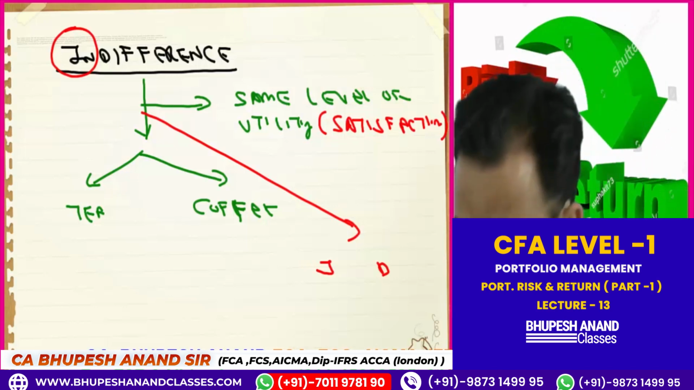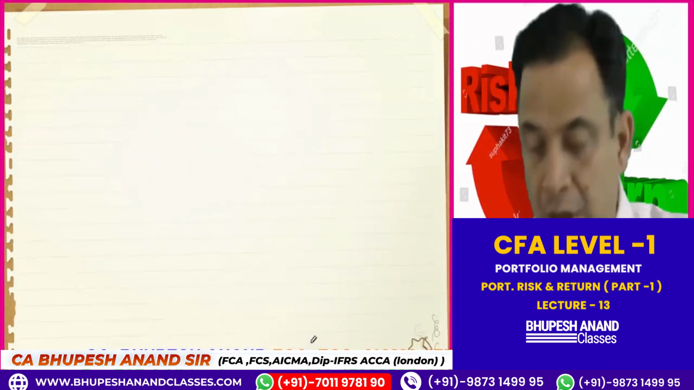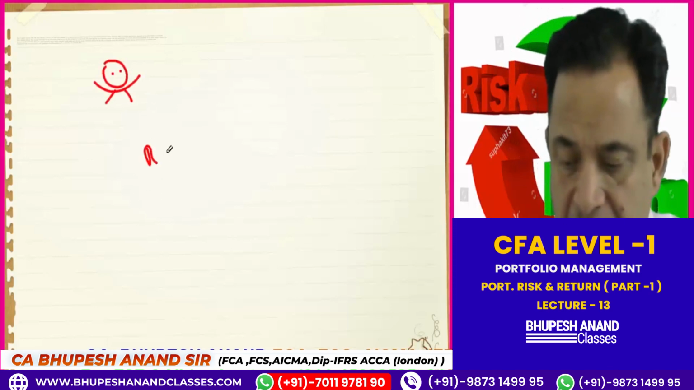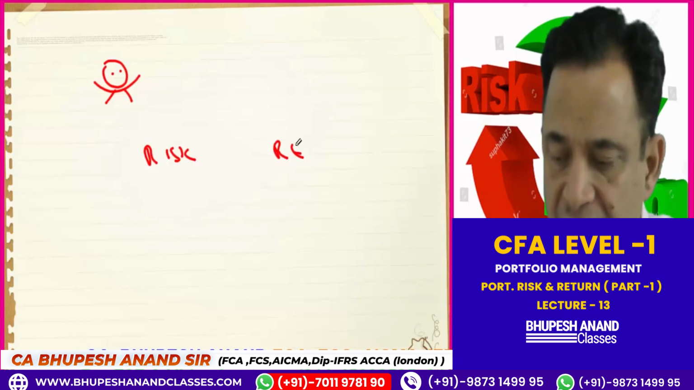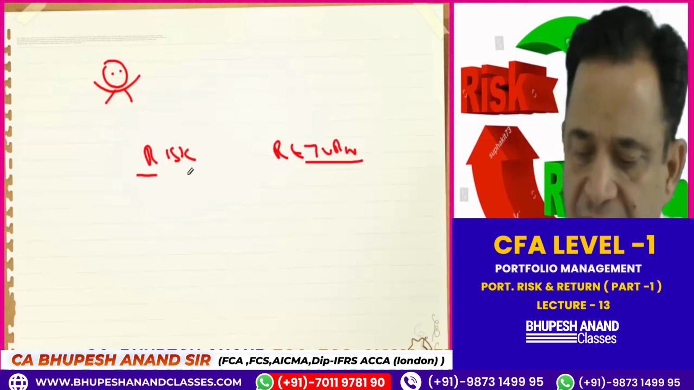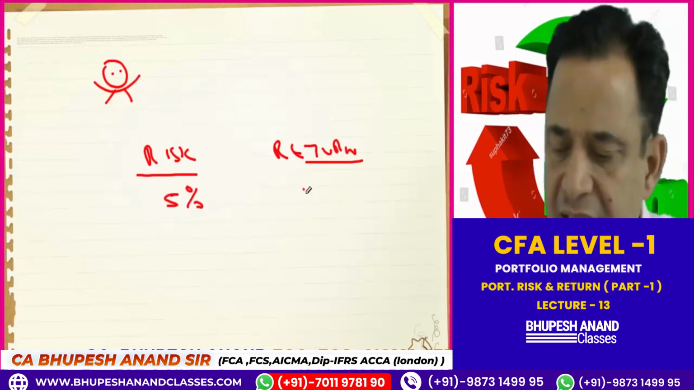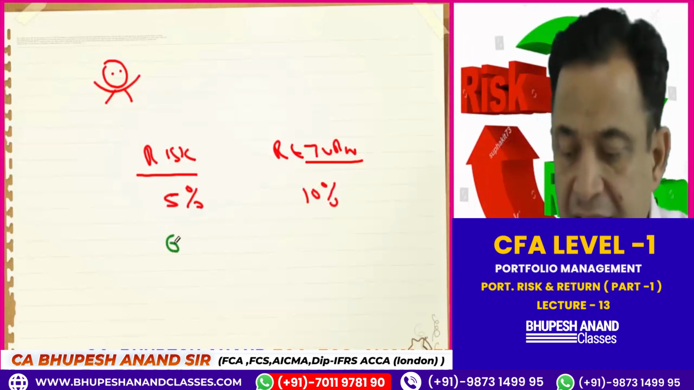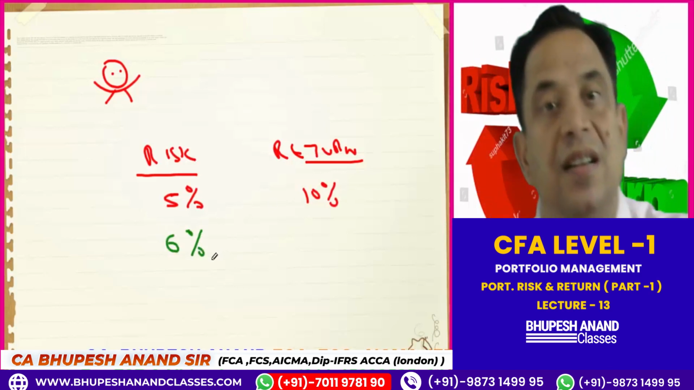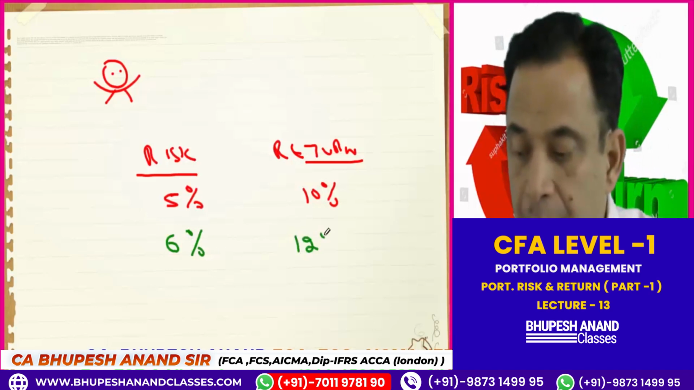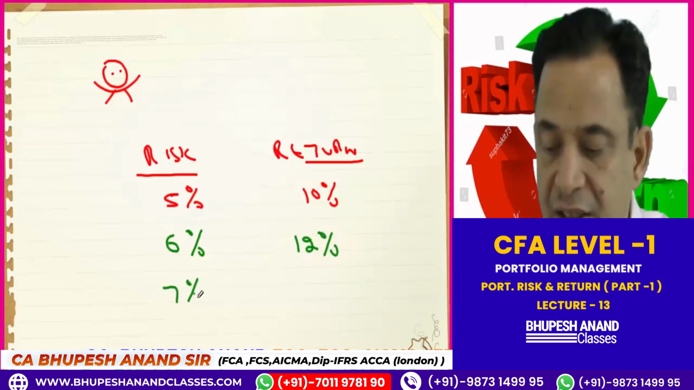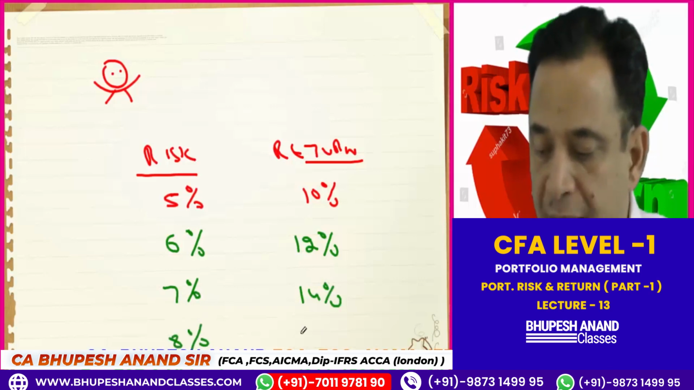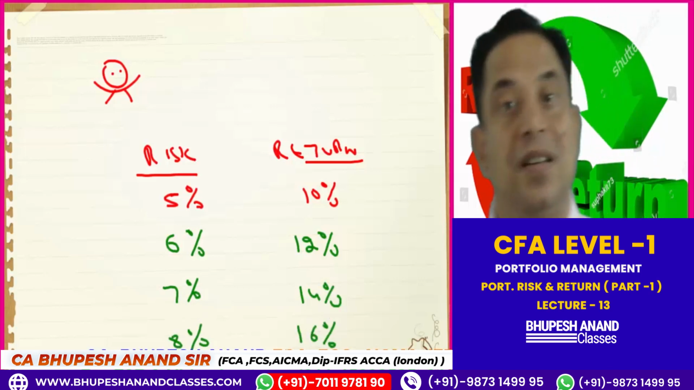So when I say indifferent, it means a person can be indifferent if, supposing risk is 5% and return is 10%. I am taking double just to understand the concept. And if I increase risk to 6%, then return will be 12%. If I increase risk to 7%, then return will be 14%. If I increase risk to 8%, then return will be 16%.